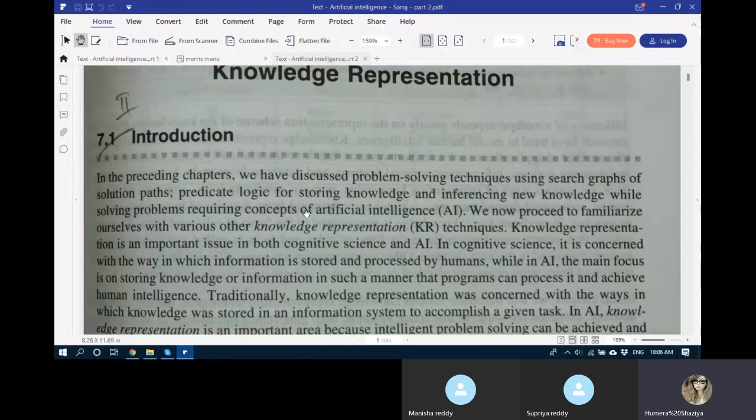Today we are going to study knowledge representation. In our last few classes, we understood what predicate logic is and how it is used to store knowledge for inferencing new knowledge. And in this class, we will familiarize ourselves with various other knowledge representation techniques.